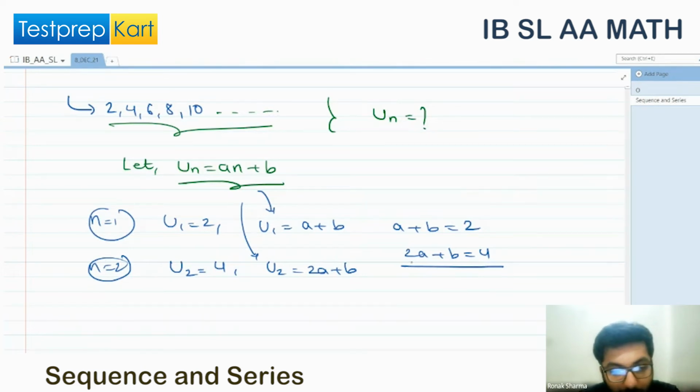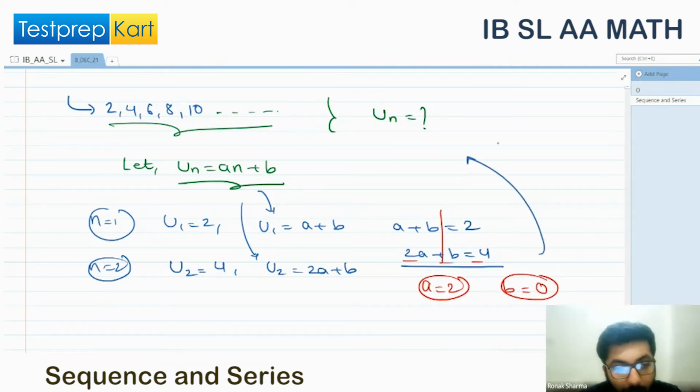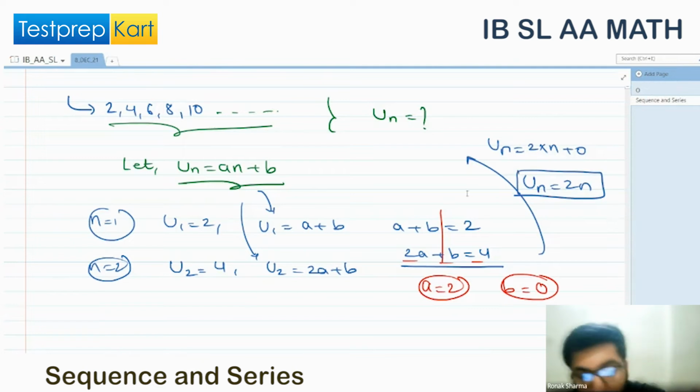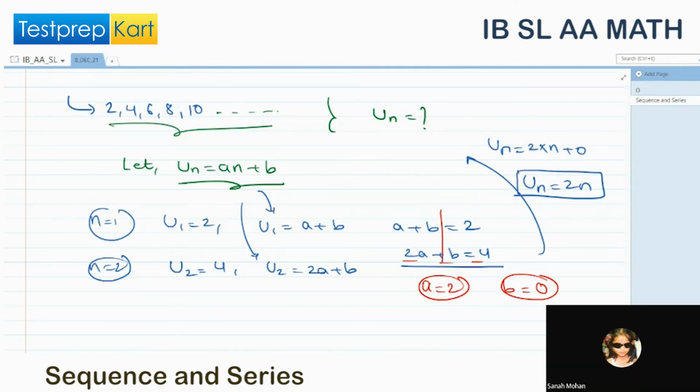So from here we can see that if I subtract, this will cancel out. So a will come out to be 2 and b will be 0. So what will be your un? Un will be 2 into n plus 0, that means 2n only. So un is 2n. The un formula is 2n. So this is the formula of your sequence. Got it? That's how we're going to work it out.